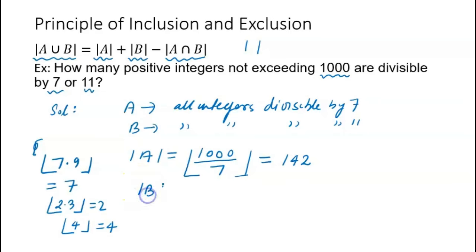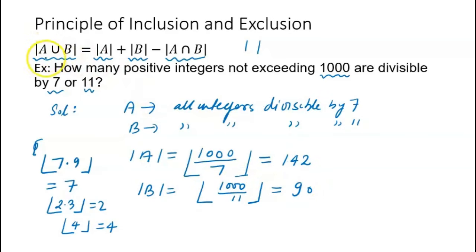Similarly, for the total integers which are divisible by 11, I will take 1000 divided by 11 and then take its greatest integer value, so that will be equal to 90. It will be 90 point something, so I will take the integral value, that will be equal to 90.